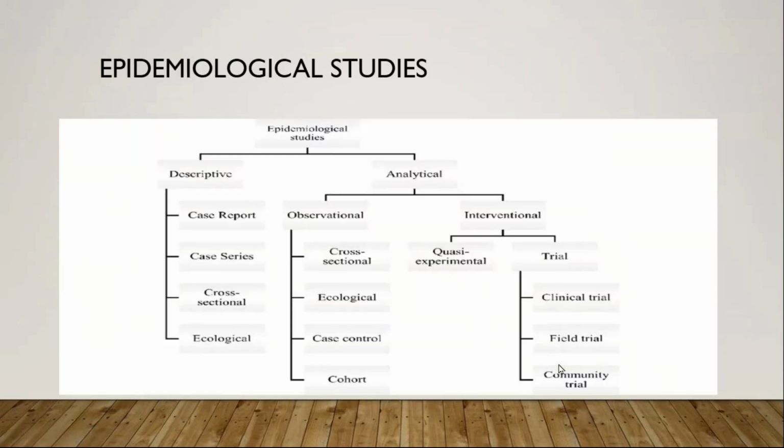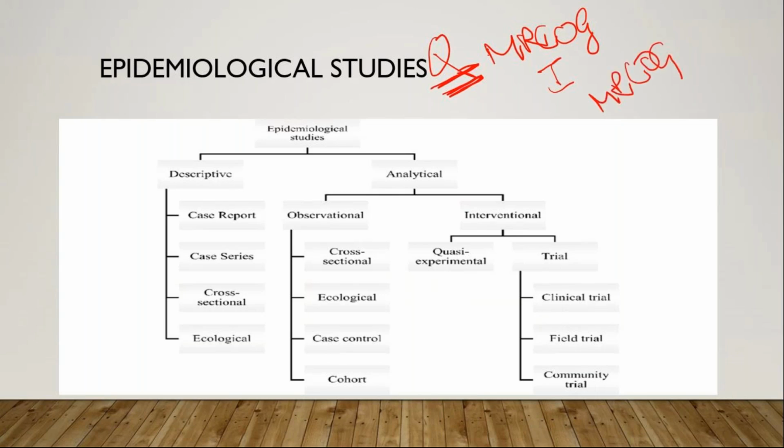So now the next topic is epidemiological study. This is a very important question in Part 1 MRCOG and Part 2 MRCOG also. There are two types of epidemiological study: first is descriptive and the other is analytical. In descriptive study, there are four types: first is the case report, second is the case series, third is cross-sectional and fourth is the ecological study.